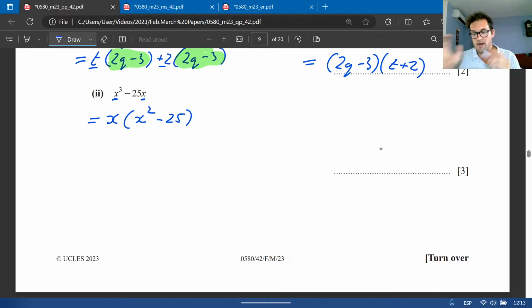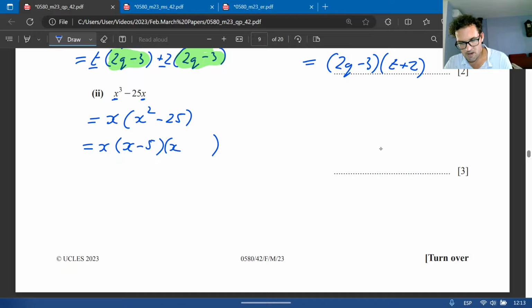Cannot be it, right? Recognize that this is a complete square. Yeah? That's a square number, x squared. 25 is a square number, and there's a minus in the middle. So we can square root this. X times x is x squared. We put a minus 5 and a plus 5, because minus 5 times plus 5 is minus 25. And that is fully factorized. X minus 5, x plus 5.